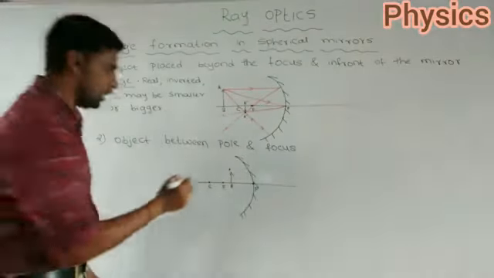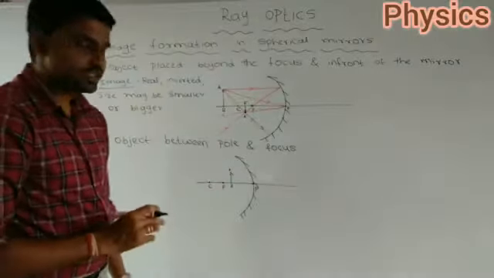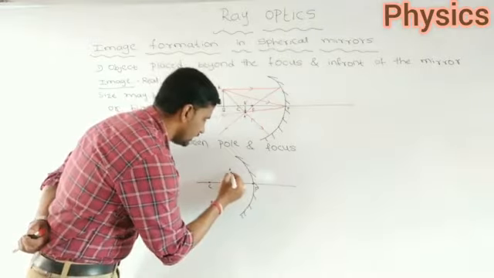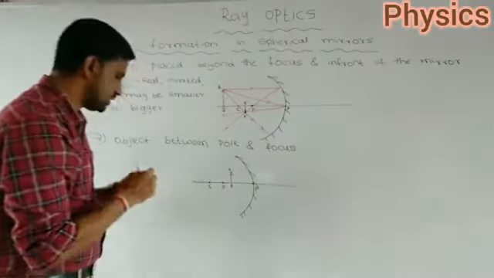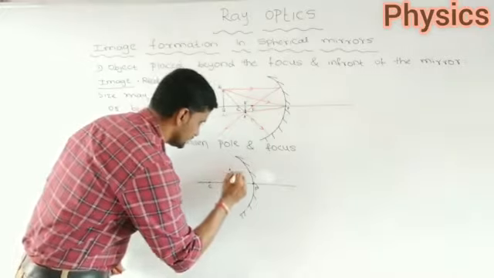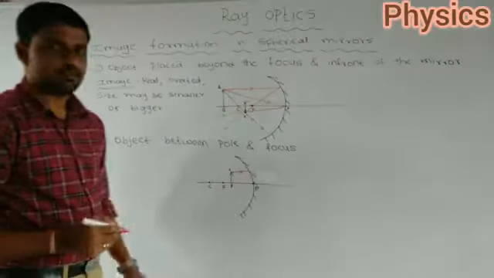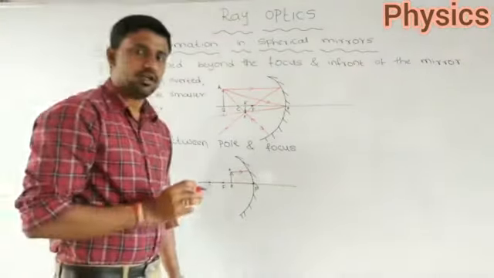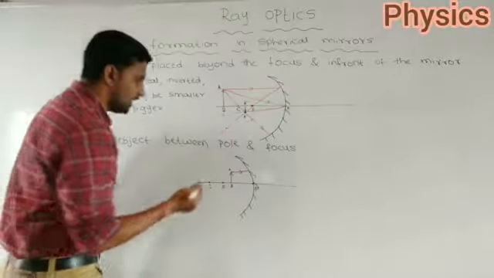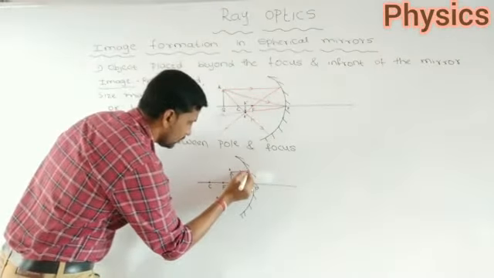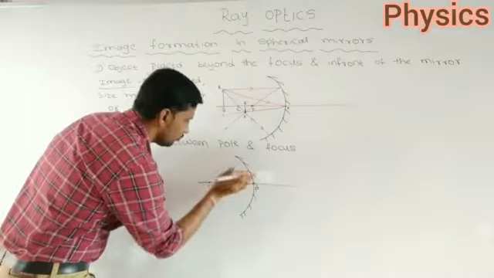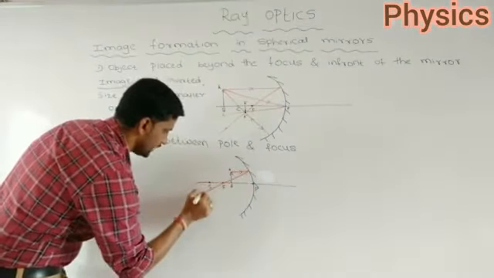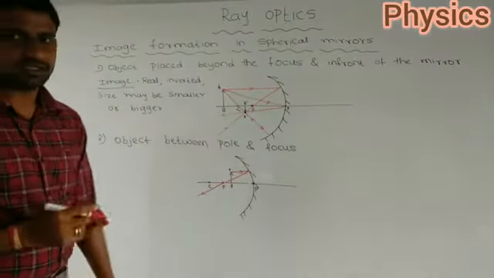Now I am going to make a ray of light incident from this object. The first ray of light is incident on the reflecting surface like this. This is exactly the parallel ray, that means this ray is parallel to the principal axis. When the incident ray is parallel to the principal axis, after reflection that ray should pass through the principal focus of the mirror like this. This is the first incident ray.